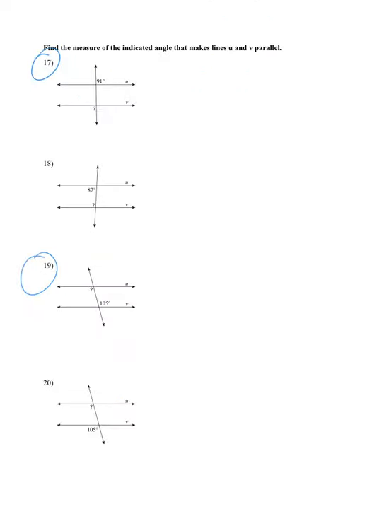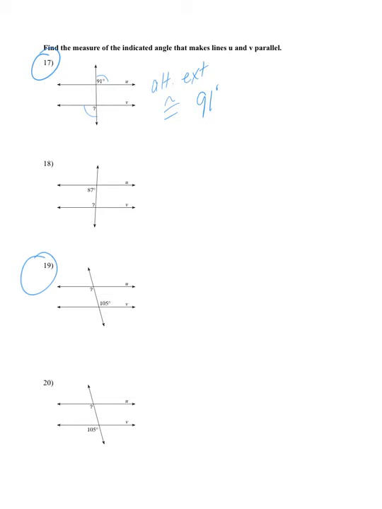Directions say, find the measure of the indicated angle that makes the lines U and V parallel. So what kind of angles are these two, Wesley? Alternate exterior. So that means the question mark is what? 91, because they're congruent. That's all you have to do for that one, yep.